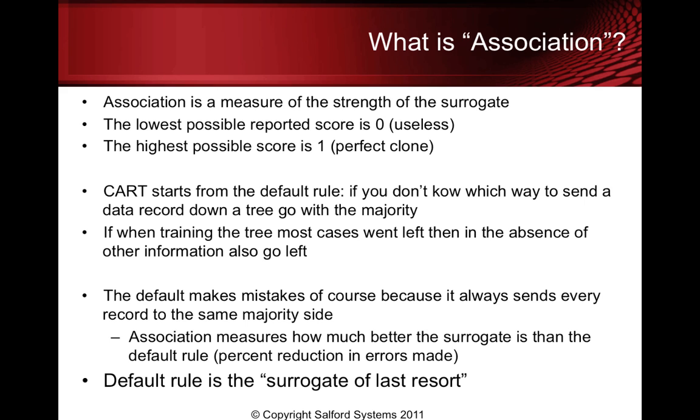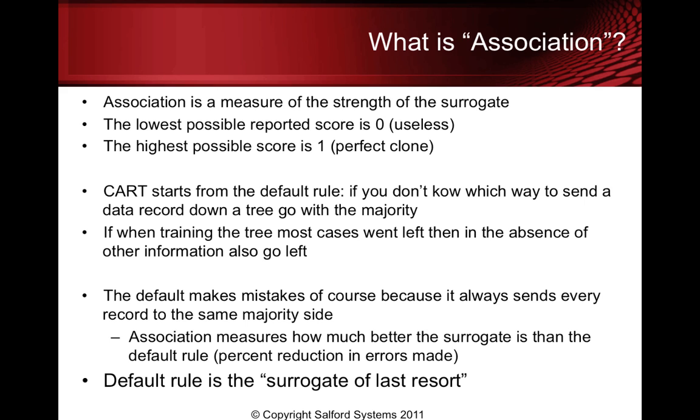It would be a much better surrogate, of course, if 90% of the data went to the left and 10% went to the right, then absent any other information, we'll probably be right if we assign a record to the left when we have no further information. So you can think of the default rule as the surrogate of last resort. If we really have no other way of making a decision, we're going to use the majority rule. And further, if there's an exact 50% going to the left and to the right, then CART will resolve that ambiguity by moving to the left.